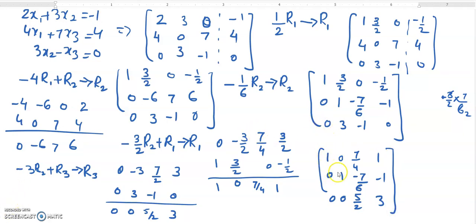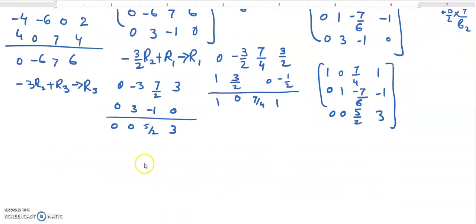So in this way we now have zeros above this pivot position, that is the leading variable position. And now the new pivot position is this 5/2 in row 2. This 5/2 should be 1 according to the Gauss-Jordan elimination method. So to make 5/2 into 1, we will multiply it by 2/5. So 2/5 times row 3 will be the new row 3.